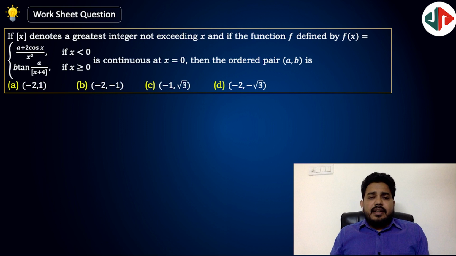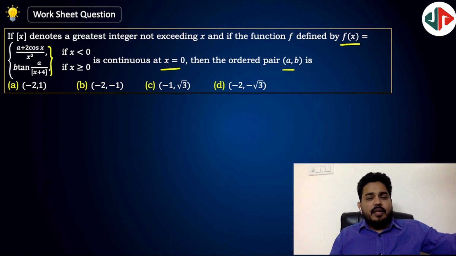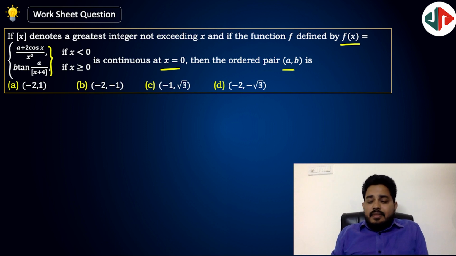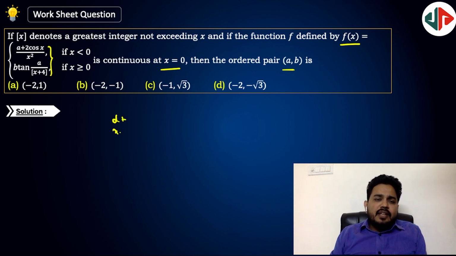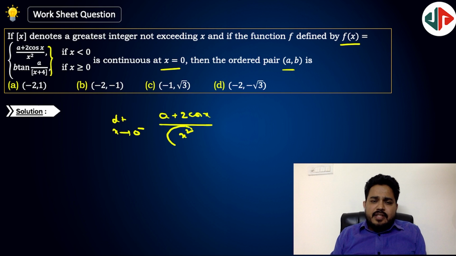Let x denote the greatest integer function not exceeding x. If the function f of x is defined by this is continuous, what is a comma b? So this question is f of x is this one, continuous. So limit extending to 0 of minus a plus 2 cos x by x square should be a finite value. So denominator is 0, so numerator has to be 0. So a is equal to minus 2.